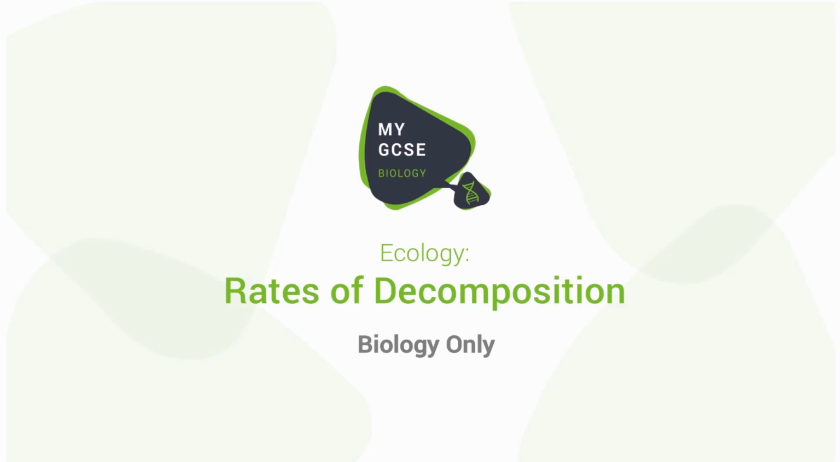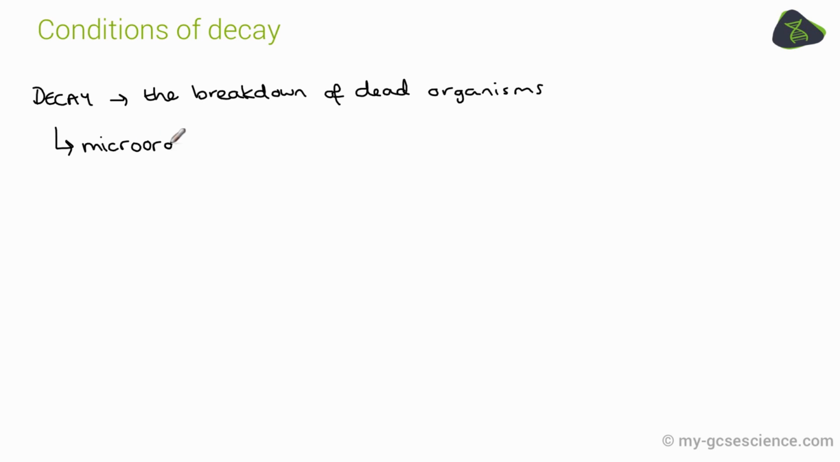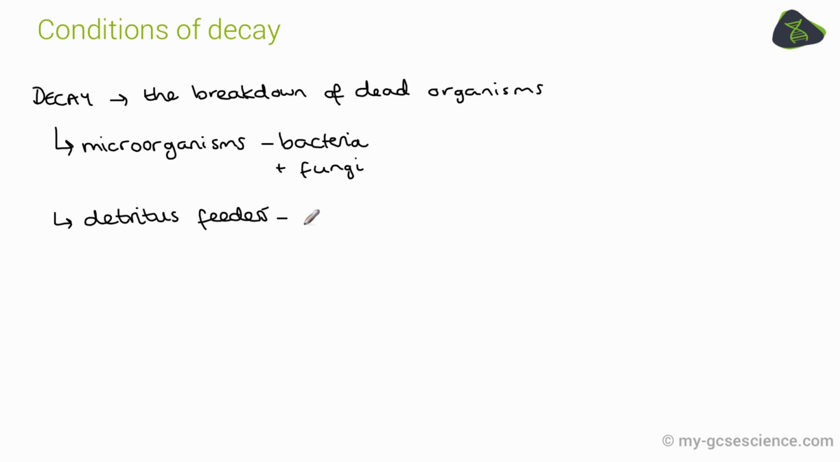Hi and welcome to this ecology video on the rates of decomposition, which is for biology triple students only. So let's start by introducing decay, which is a breakdown of dead organisms, and it is caused by microorganisms such as bacteria and fungi, as well as detritus feeders or detritivores, which includes a whole cocktail of creatures that feed on dead matter. Examples could be worms, maggots, etc.